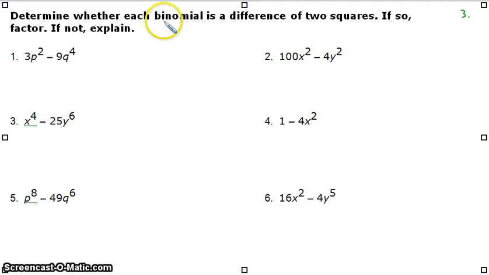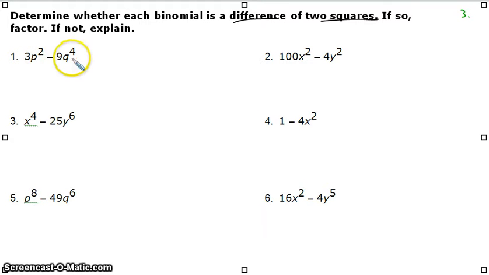It says, determine whether each binomial is a difference of 2 squares. Difference means subtraction, so notice they're all subtraction problems. And 2 squares, they both start and end with a perfect square. If not, we find the greatest common factor and go. So let's look at number 1. Is this a perfect square? Why not? You're right. You see the 3 here. 3 is not a perfect square. This is a prime number.